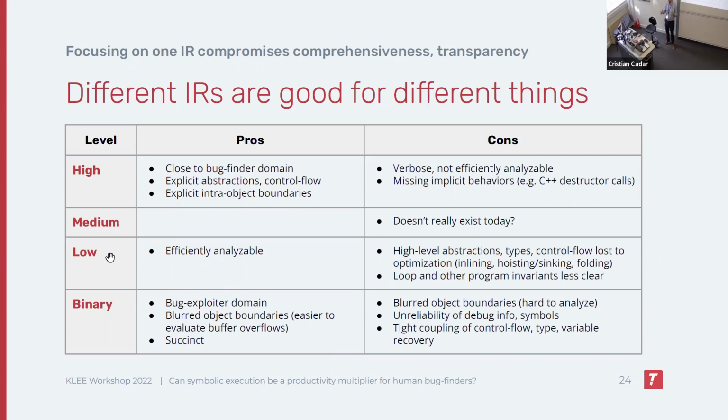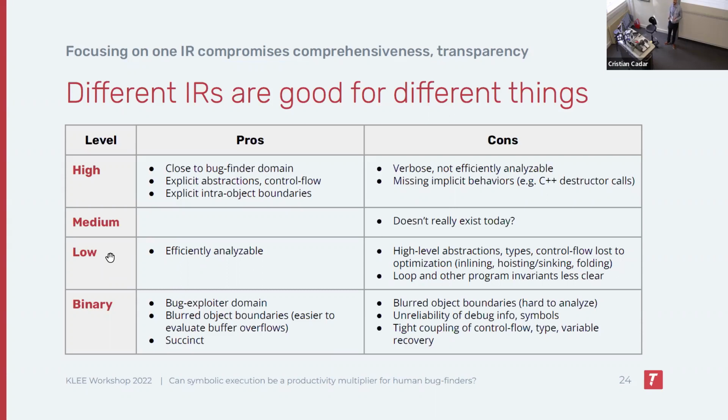Medium level, I don't really know how many of them exist today. Low level, efficiently analyzable, just like LLVM, but wrong domain for the bug finder. And then binary is sort of special because it's super low level, and yet if you're operating on binaries, that's the domain of interest. So it's a good fit actually.